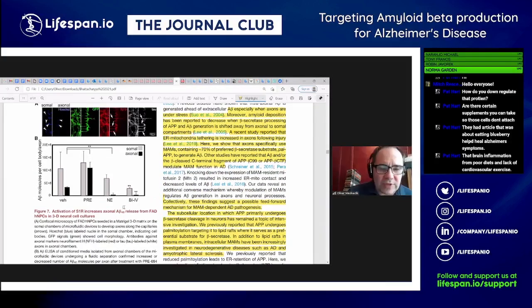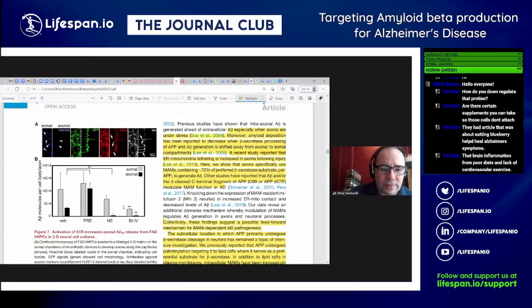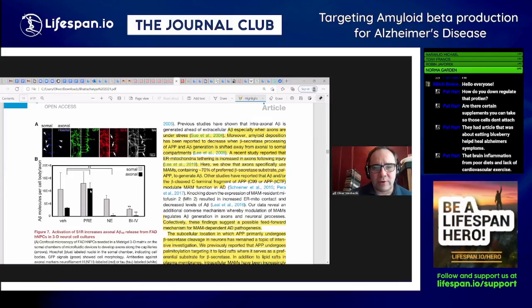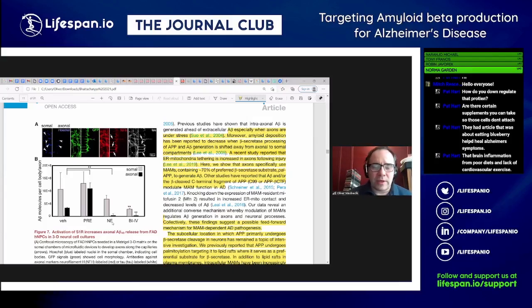So what they show in this last one here is that activation of this receptor S1R, and they show earlier, so we're going to go backwards, activation of S1R leads to more MAM formation. And here they're showing that if they activate it, you have greater amyloid beta molecules per cell body over axons, or in the axonal area, if you treat it with an agonist of S1R. If you treat it with an antagonist, you have the opposite effect: less amyloid beta. And earlier in the paper, they show that S1R correlates with an increase in MAM formation.